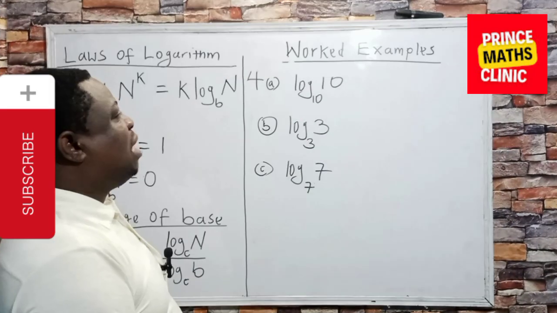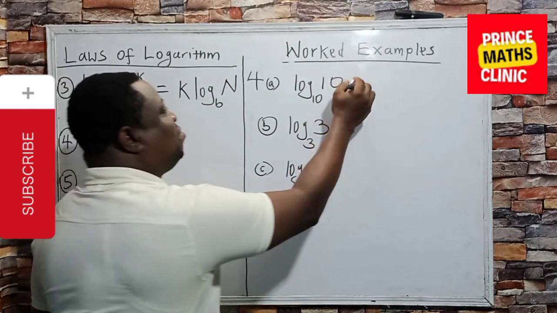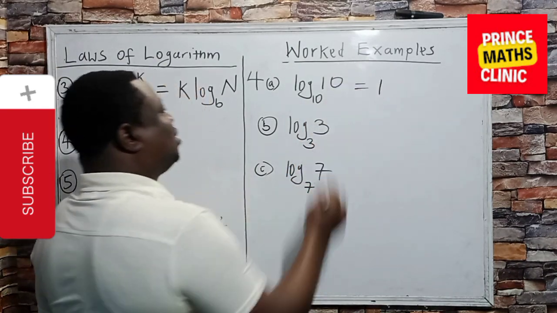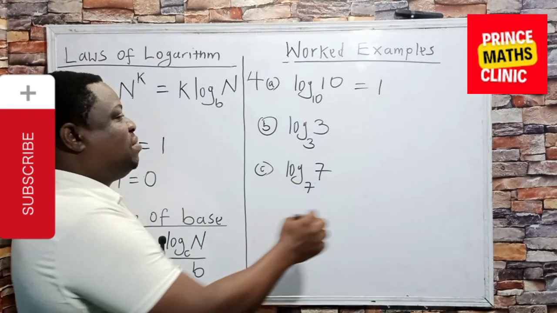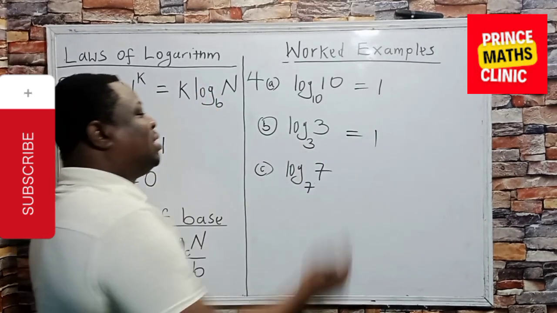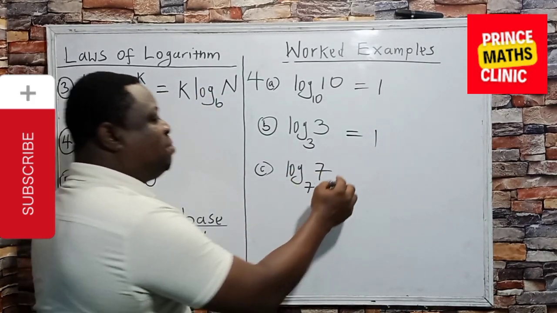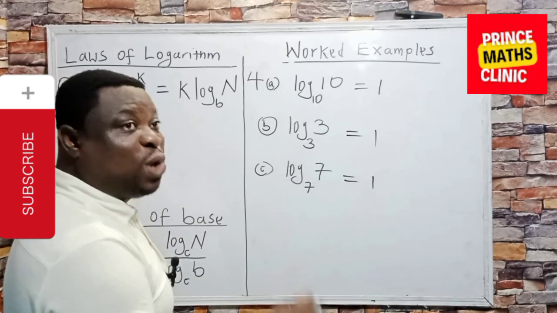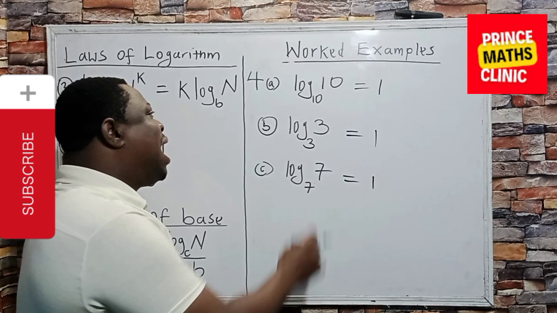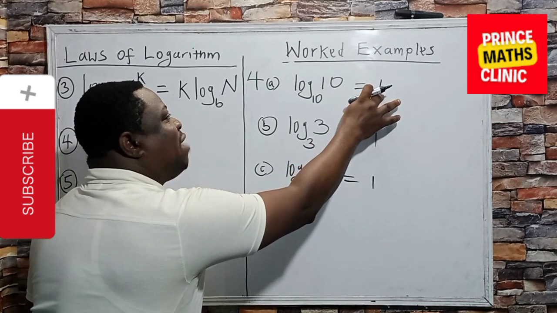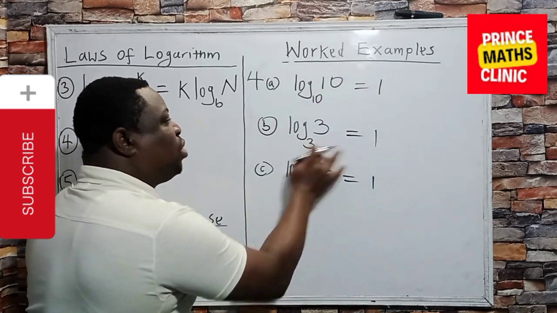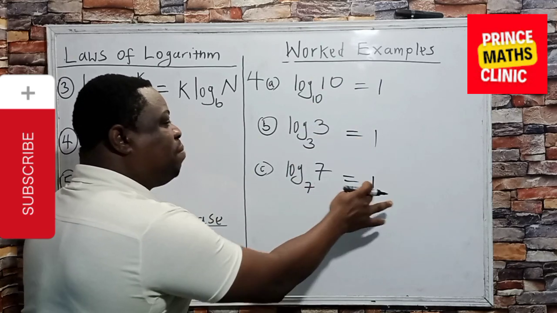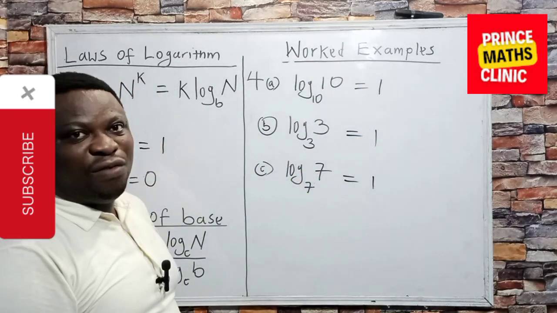So let's look at one or two examples there. The log and the base are the same, it turns to 1. The log and the base are the same, therefore this becomes 1. The log and the base are the same, this becomes what? 1. Why is it so? It is so because if you power the base with what you have here, it still gives you this. 3 to the power of 1 still gives you 3. 7 to the power of 1 still gives you 7.